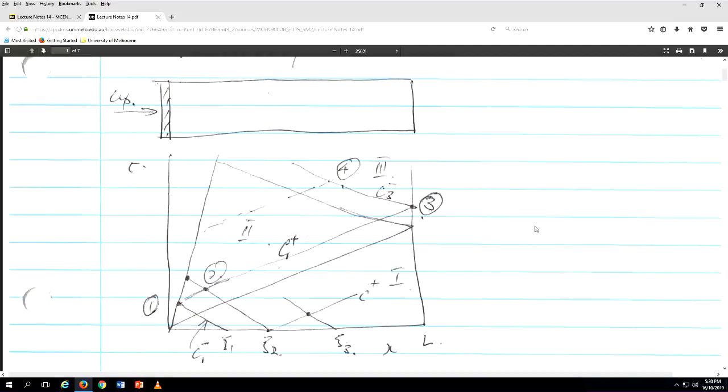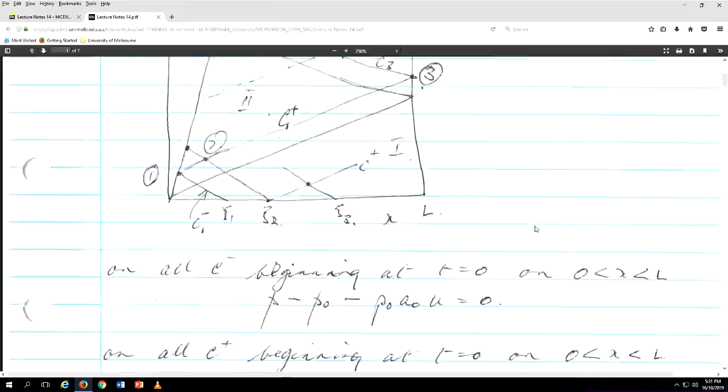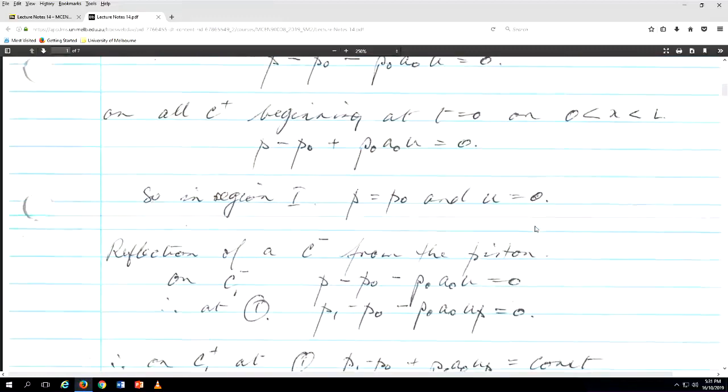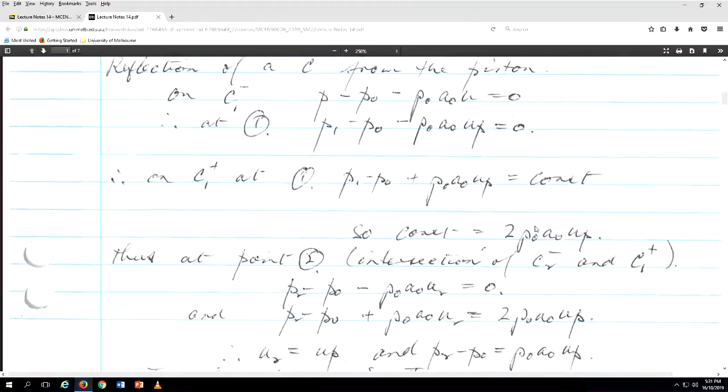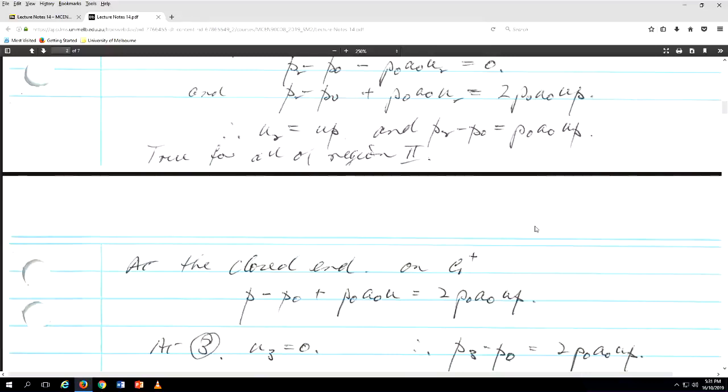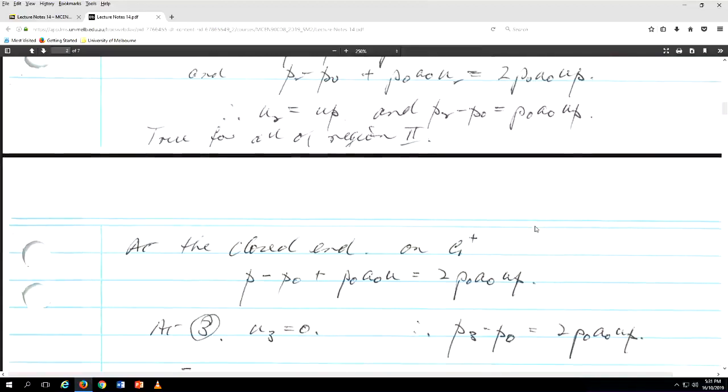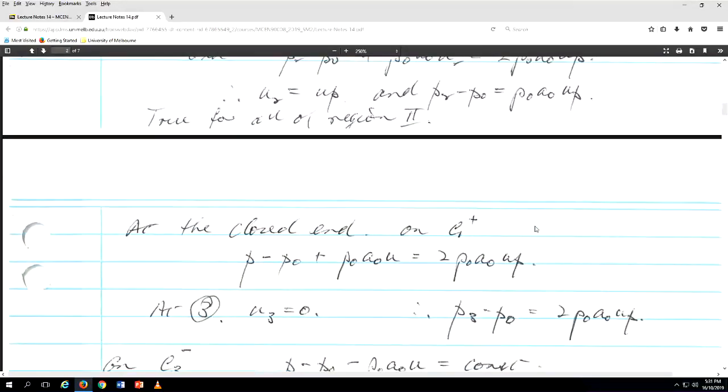In that region, it's then being reflected from this closed end. So now what happens when we reflect it? We've worked out what goes on in region 2. And now at the closed end, on the positive C1 plus characteristic, in general, everywhere on that characteristic, P minus P naught plus rho naught A naught U is equal to the constant, which was 2 rho naught A naught UP.